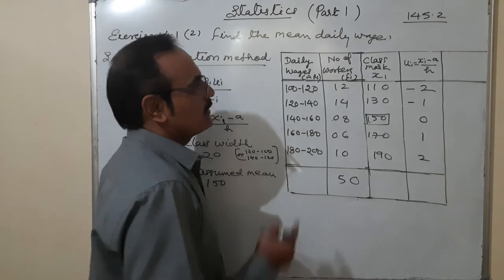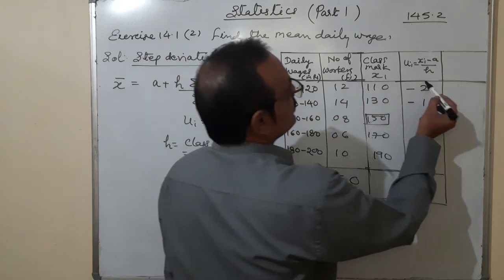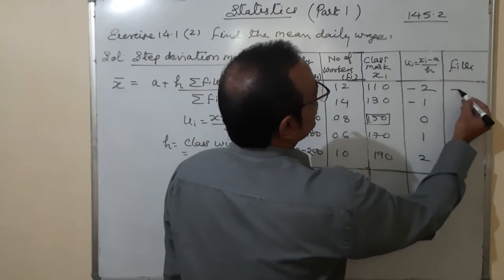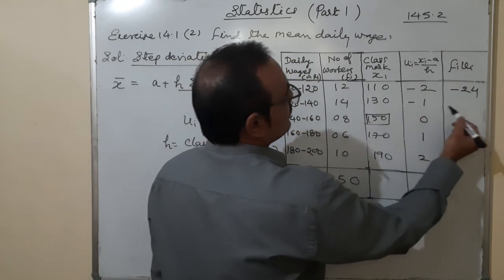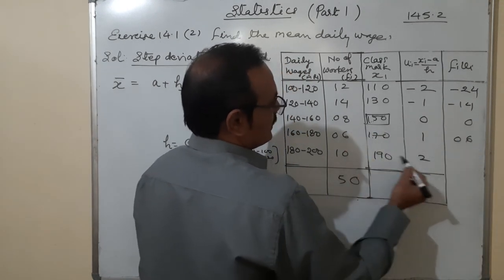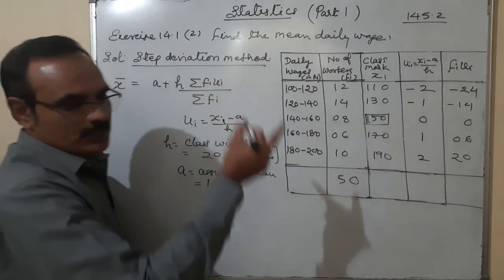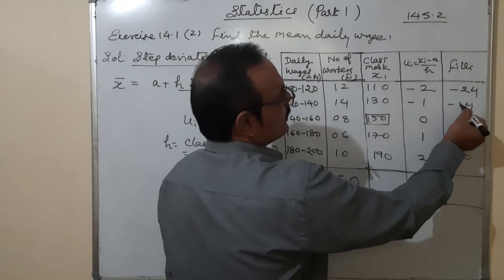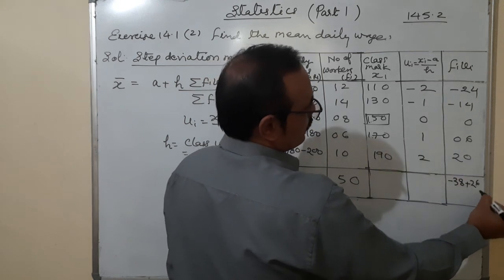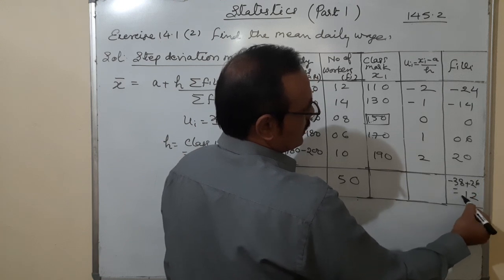Okay. Simple calculation. Now, if we look at the formula fi ui, we'll have to multiply fi by ui. 12 multiplied by minus 2, minus 24, 14 multiplied by minus 1, minus 14, 8 multiplied by 0, 6 1s are 6, and 10 2s are 20. Because summation fi ui is given, that means this column is to be added. Minus 24, minus 14, minus 38, plus 26. What is the result? 8 minus 6, 2, and 3 minus 2, it is 1 with minus sign.